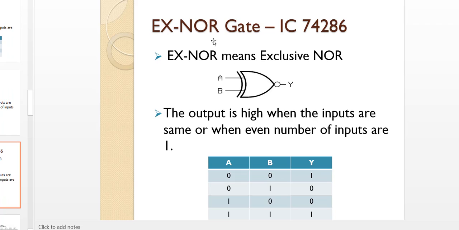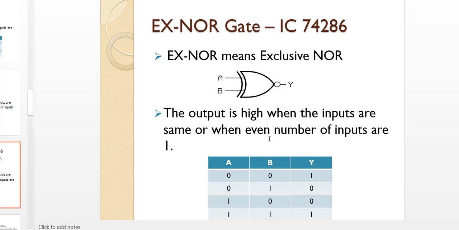XNOR gate. Now this is a derived gate which consists of XOR plus NOT. So this is exclusively NOR. Also you can say the exclusively NOR. So we can have the NOR gate and you can mark this as exclusive. IC number is IC 74286.